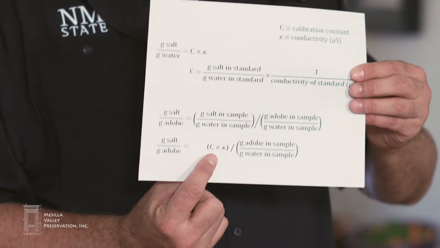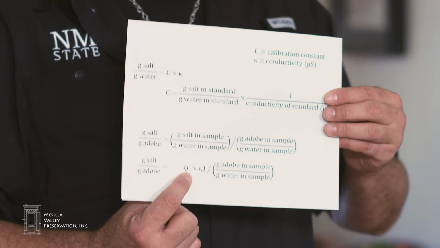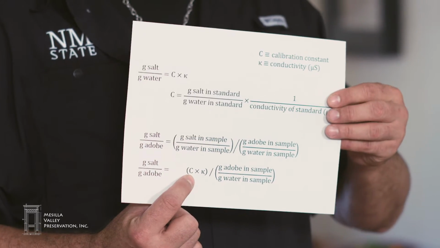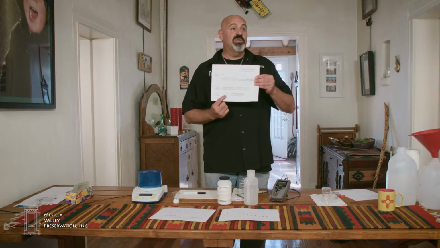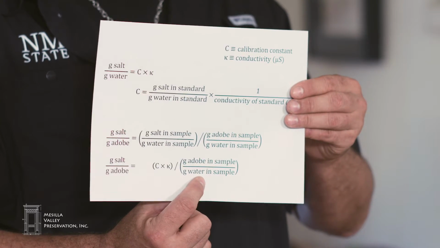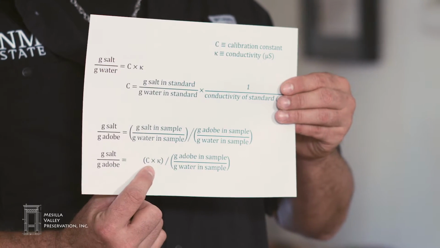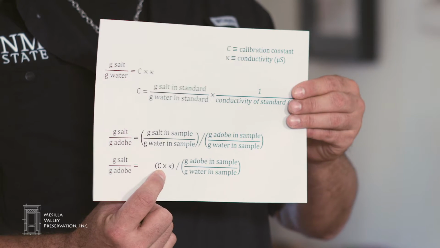The first step in the process is identifying this constant C. This constant C is a constant associated with the probe, the conductivity probe that we're going to use to make our measurements. We're going to multiply that by the measured conductivity of our sample, and then the final part of the calculation includes the mass of adobe and the mass of water that goes into our sample. So the first step will be calibrating this probe, calculating this constant C that you see here in this calculation.